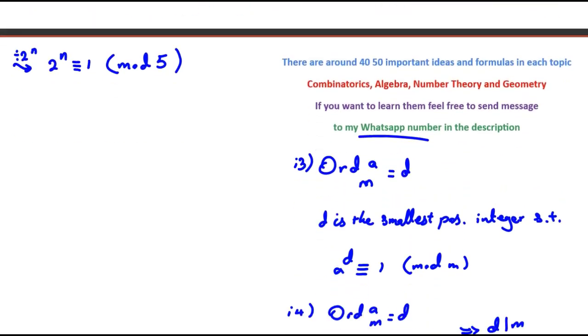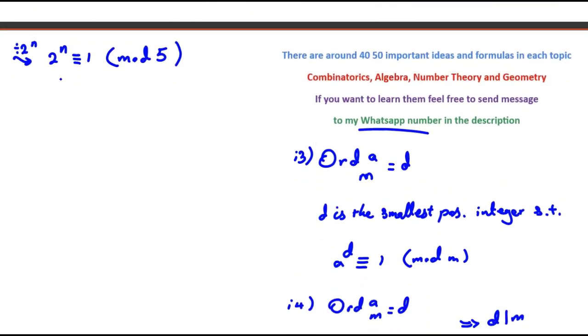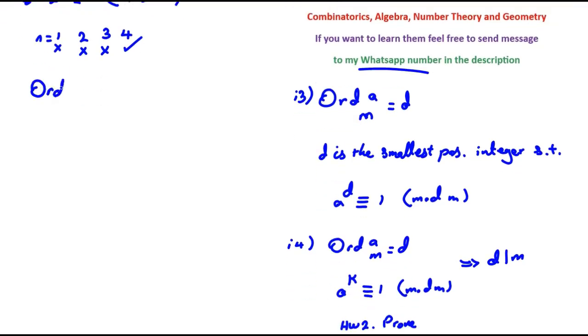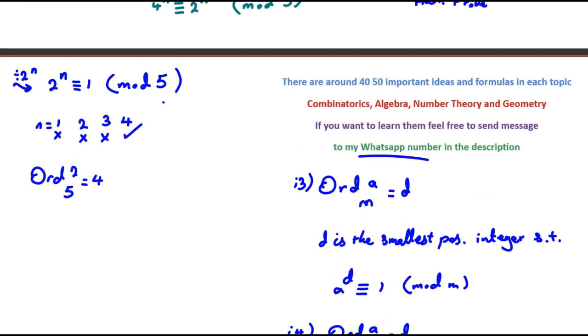Now, here, I want to find the order first. So n equals 1 doesn't work because 2 is not 1 mod 5. 2 squared is 4, 4 is not 1 mod 5. 2 cubed is 8, which is 3 mod 5, not 1. 2 to the 4 is 16, which is 1 mod 5. So 4 is the order. So because of idea 4, we know that because the order of 2 mod 5 is 4, and 2 to the n should be 1 mod 5, we can conclude 4 divides n.